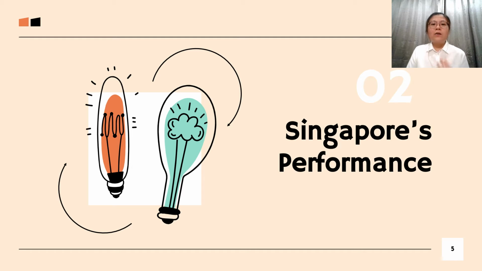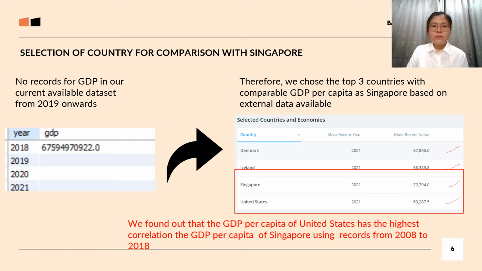I'll now move on to how Singapore have been performing in terms of energy consumption. Given the limitations of our dataset, the latest data we will use in our quantitative analysis is from year 2018 as there is no record captured for subsequent years. In the selection of our comparable reference, our group chose the top 3 countries with comparable GDP per capita as Singapore in 2021, based on external research.